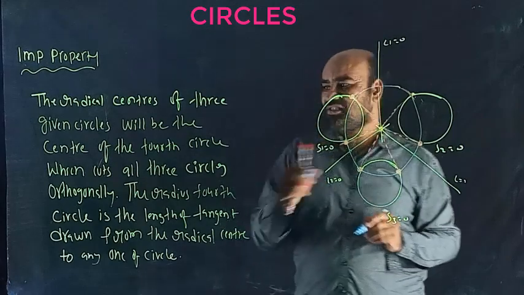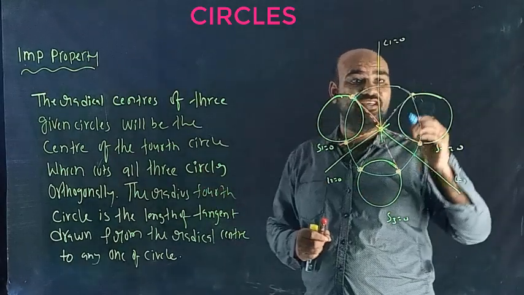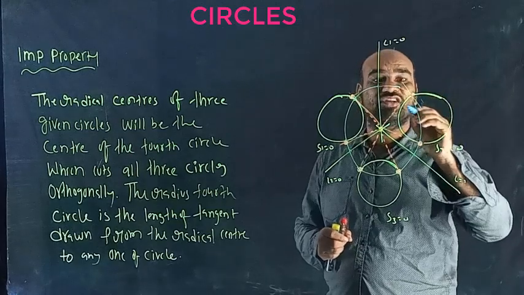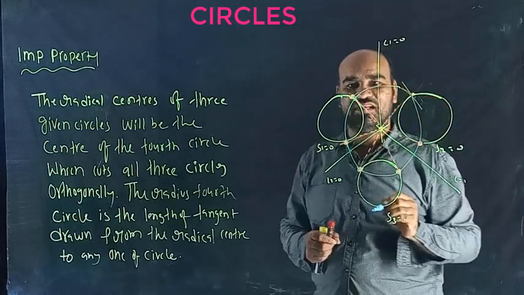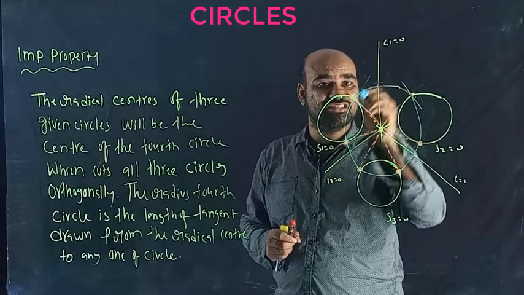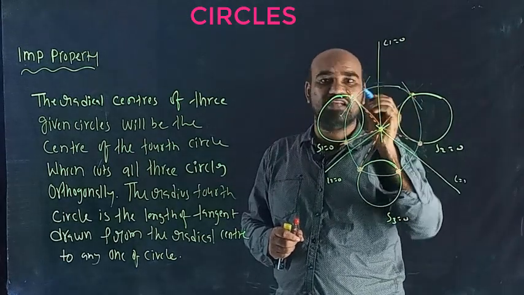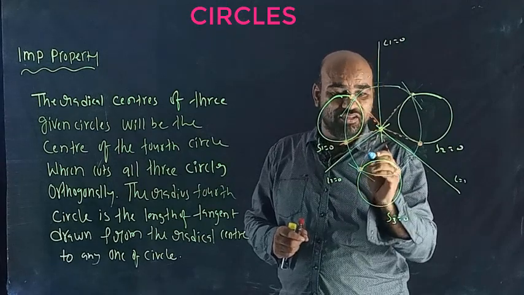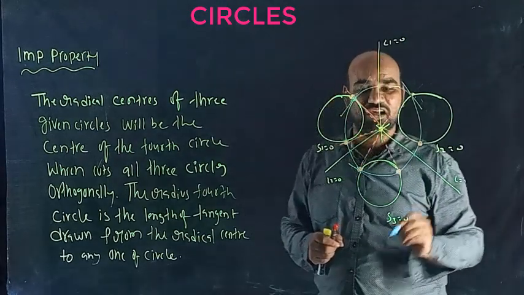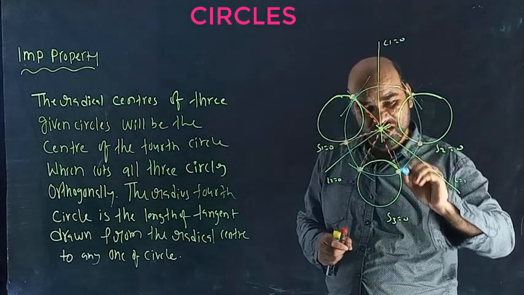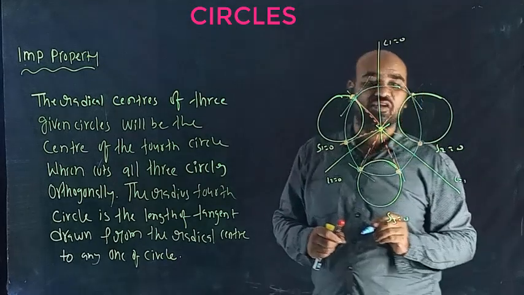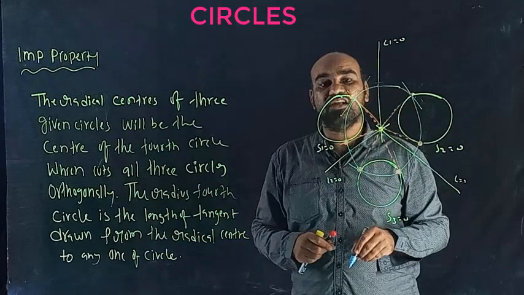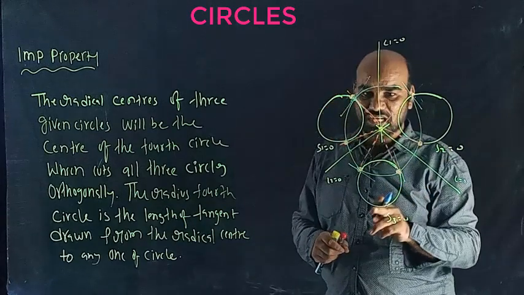This circle is called the fourth circle. If a tangent is drawn to the fourth circle at this point, these two tangents are perpendicular. At this point, a tangent is drawn for this circle, and these two tangents are perpendicular. For this circle, a tangent is drawn at this point, and these two tangents are perpendicular. So here also the tangents are perpendicular, which indirectly says that the fourth circle is orthogonal to the given three circles.